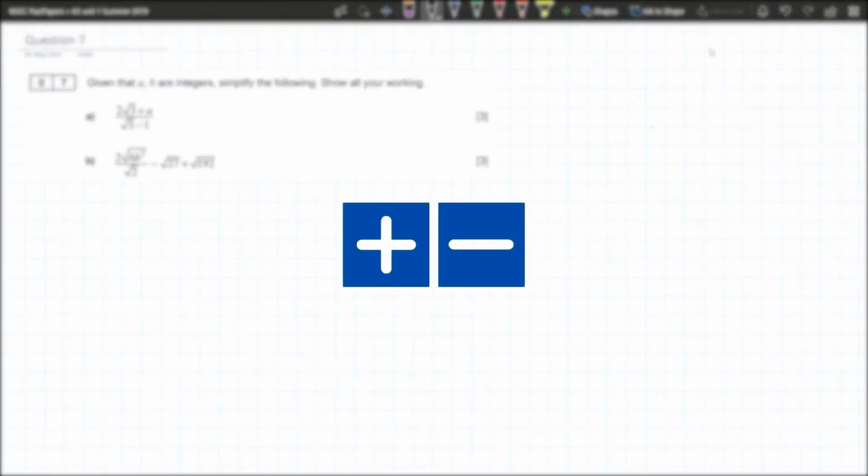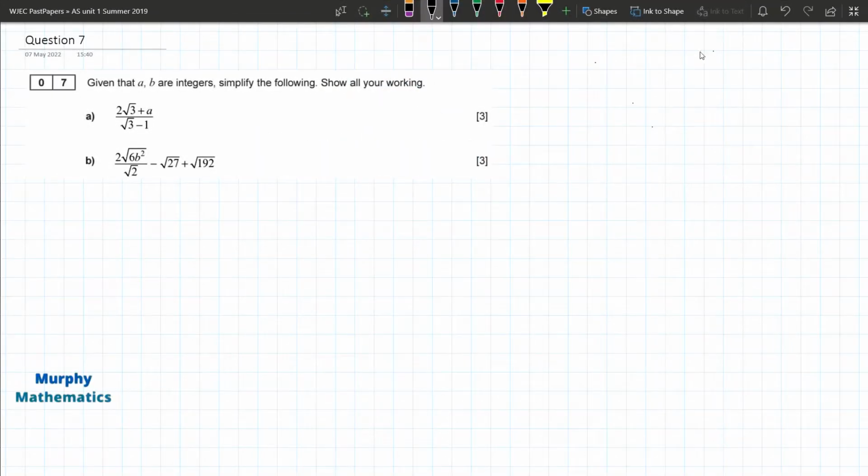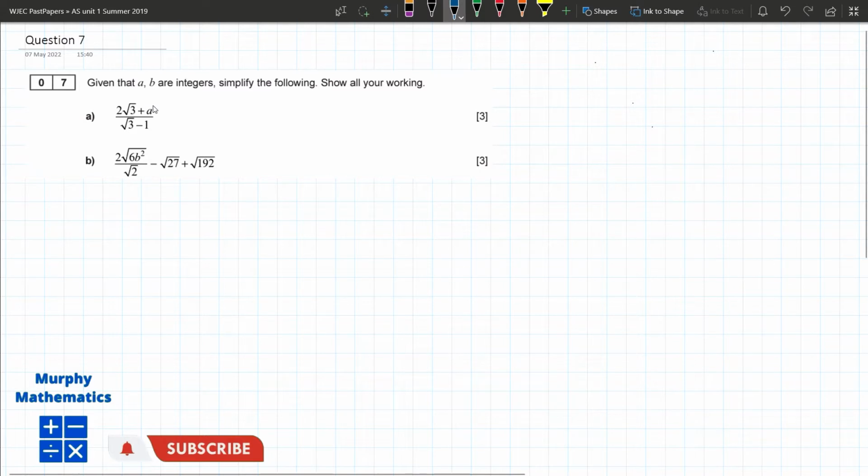Hi guys, this is question 7 on the AS Unit 1 Summer 2019 WJEC past paper, and this is your standard surds question. They give you a and b are integers, simplify the following, show your workings. So we're given our first one, which is a fraction with surds in. The only difference we have with this type of question is they've given us a and b, so we're going to have these in our final answer.